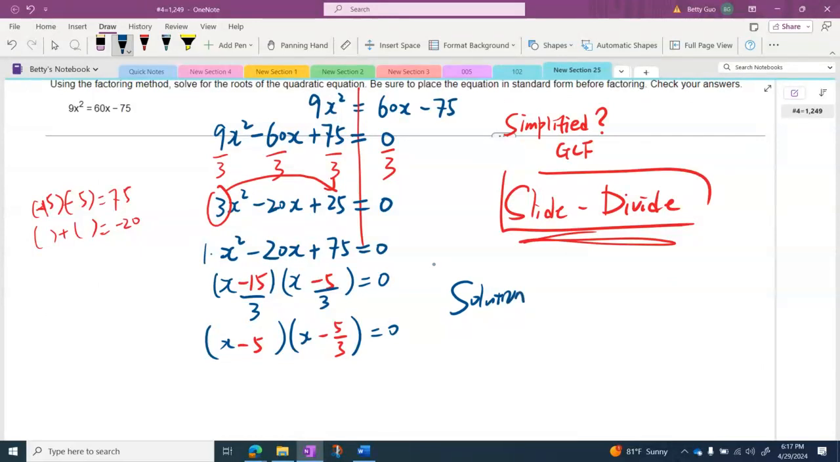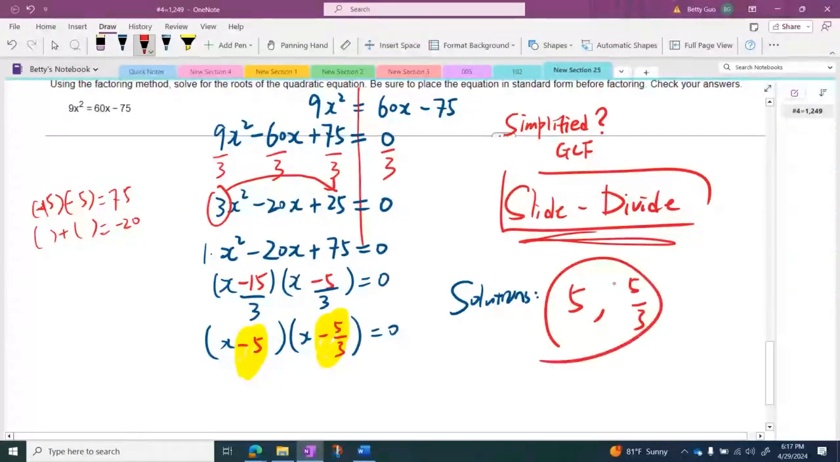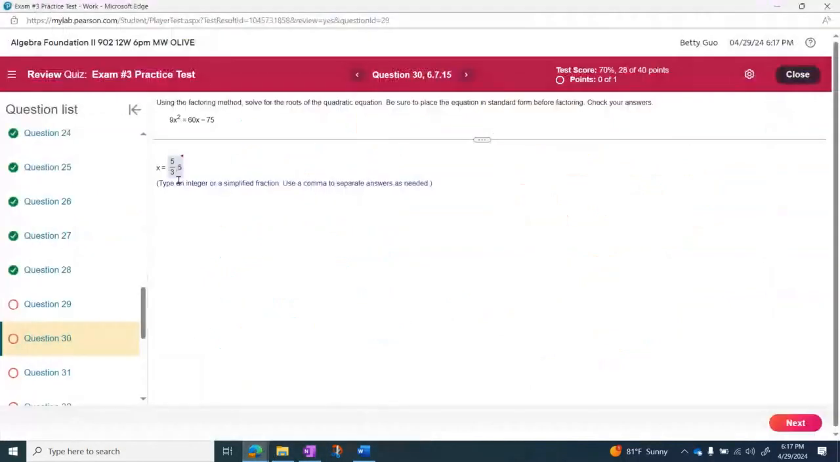The solutions of the equation are, look at this number, negative 5. What is its opposite? Positive 5. And look at this number in red, find its opposite, positive 5 over 3. And that's it. So we are going to enter 5, 5 over 3 in a cell. As you can see, 5 over 3, 5, right? Same. The order doesn't matter, by the way. And that is the slide divide method.